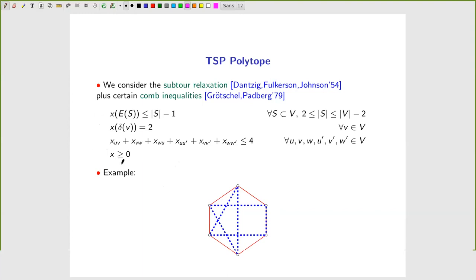But what I would like to emphasize is that what comes from here is that using some other type of facet-defining inequality helps. So here it was crucial for us to use not just the degree inequality that you would have if you think about the two perfect matchings, but if you want to try to prove that this is a circuit, to use other inequalities like the subtour inequality and a subset of the comb.